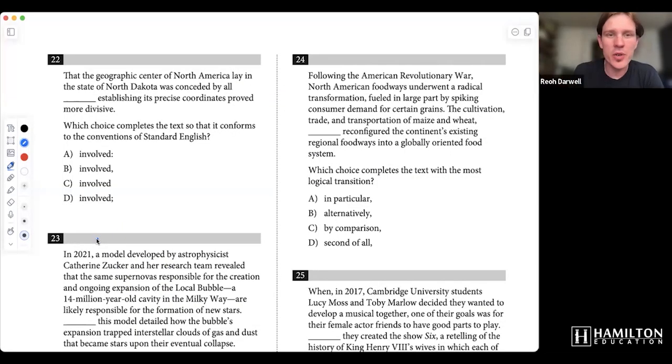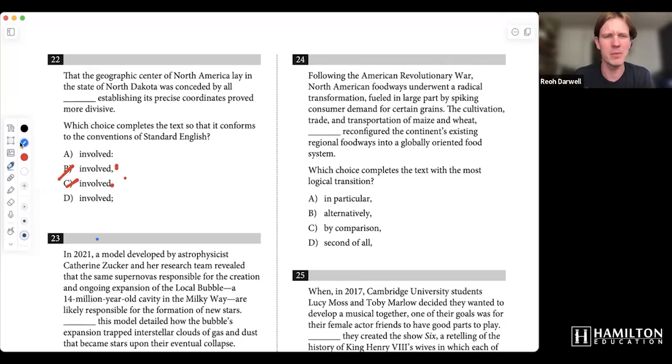All right, so question 22 is a really nitpicky, finely differentiated question here. We can get rid of two answer choices really quickly with a little bit of background work. We have two independent clauses: that the geographic center of North America lay blah, blah, blah, and establishing its precise coordinates proved more divisive. Those are two independent clauses, so we only have a few options for separating them. B and C don't align with that. B would need a FANBOYS right here. C would need a comma and a FANBOYS, or be a period or anything like that. So now we're between A and D.